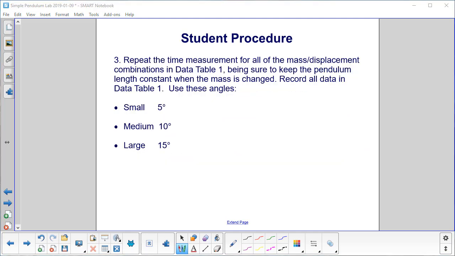Repeat the time measurement for all of the mass displacement combinations in data table 1, where the displacement is the angle theta, and we'll have 3 different angles that we'll be using. They're labeled small, medium, and large. And be sure to keep the pendulum length constant when the mass is changed. Record all data in data table 1.